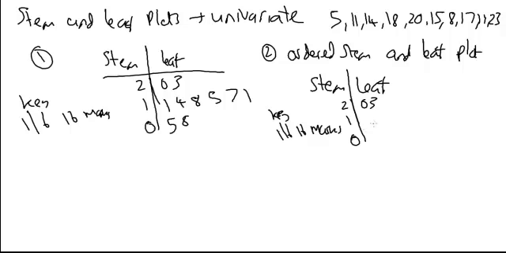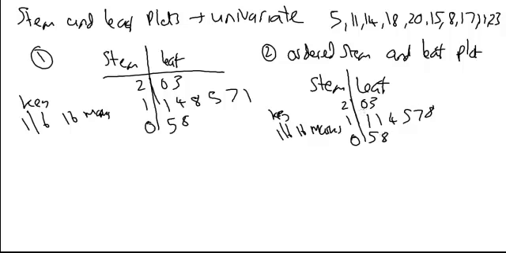14, 8, so what I want is 1, 1, 4, 5, 7, 8. There's 1, 2, 3, 4, 5, 6 there. 1, 2, 3, 4, 5, 6. And now they're in order. And this was already in order. So 5 and 8.